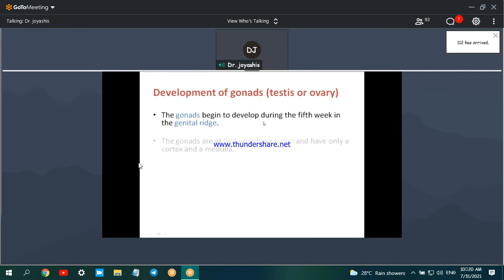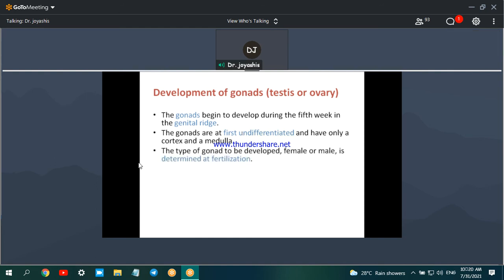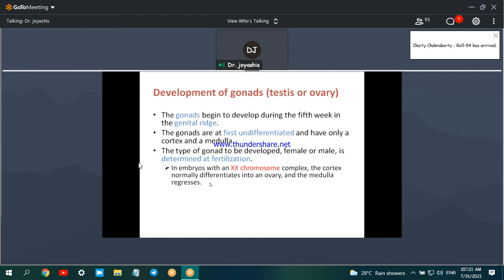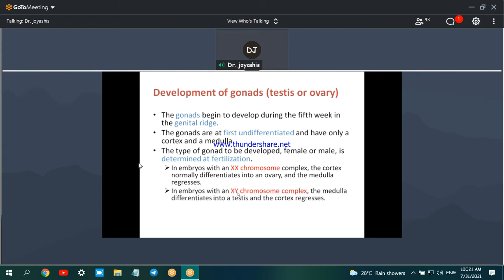So, regarding the development of gonads, the gonads begin to develop during the fifth week in the genital ridge. The gonads are at first undifferentiated. Then, up to the seventh week of intra-embryonic life, the gonads are undifferentiated and have only a cortex and a medulla. The type of gonad to develop, female or male, is determined during fertilization. In embryos with an XX chromosome complex, the cortex normally differentiates into an ovary and the medulla regresses. But in embryos with an XY chromosome complex, determined by the SRY gene, the medulla differentiates into a testis and the cortex regresses.